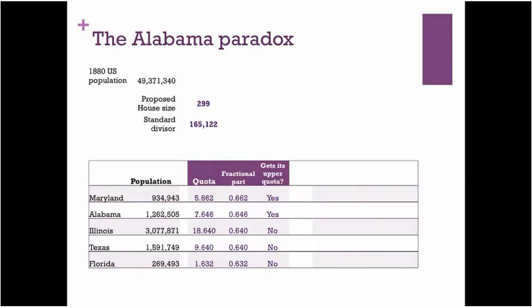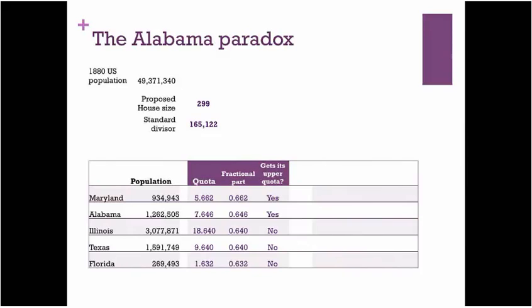Now, you take that standard divisor and you divide it into each state's population. Of course, I mean the population at that time. For example, Texas in those days had between 1 and 2 million people. So you do the division as you're supposed to. You come up with the quotas, and there they're listed. And next to them, I've just extracted their fractional parts.